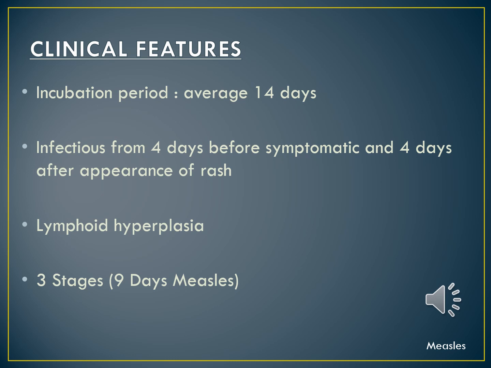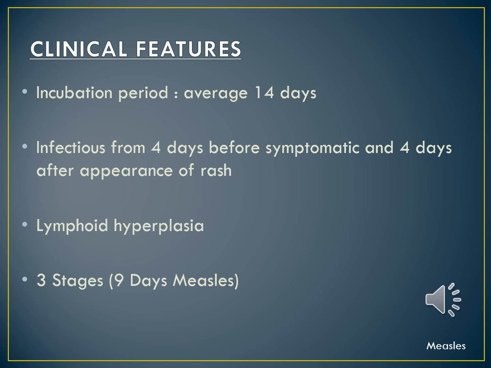Now I'll move on to the clinical features. The incubation period of measles is an average of 14 days. It is infectious from 4 days before symptoms begin until 4 days after the appearance of the rash. Most cases of measles arise in late winter or spring.